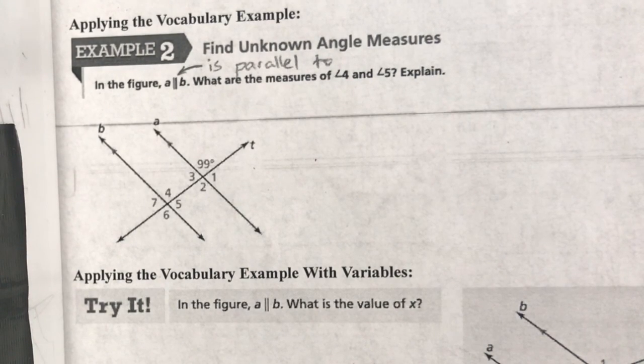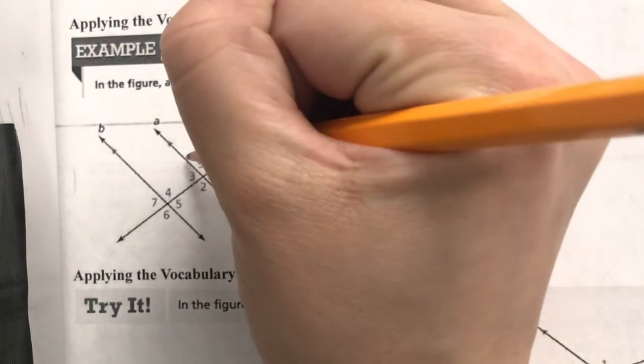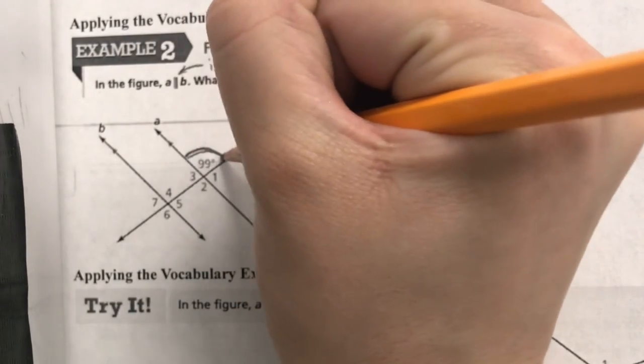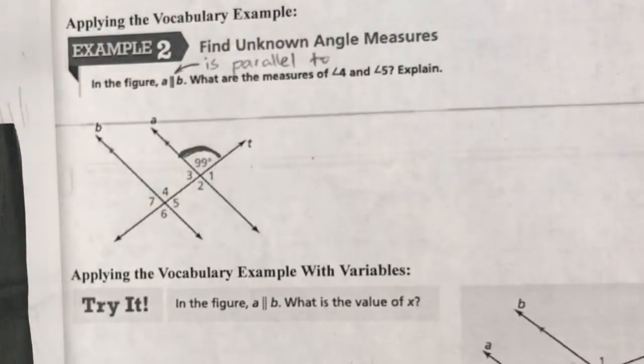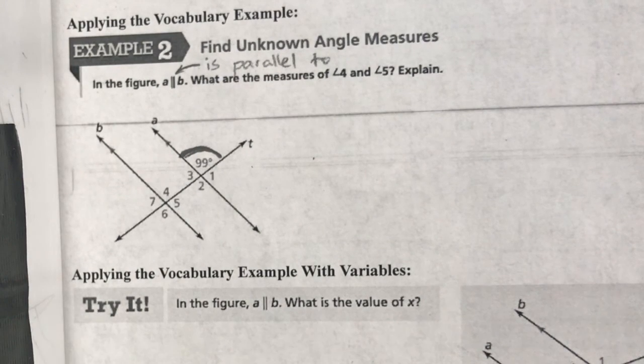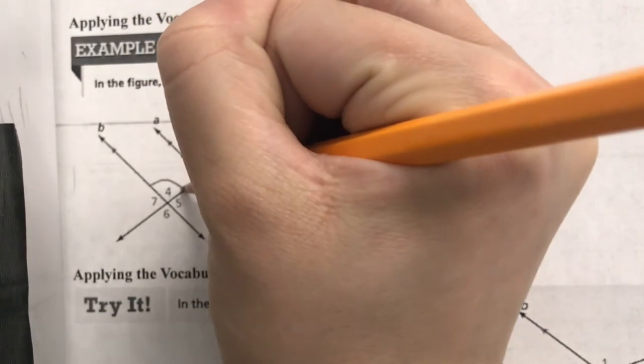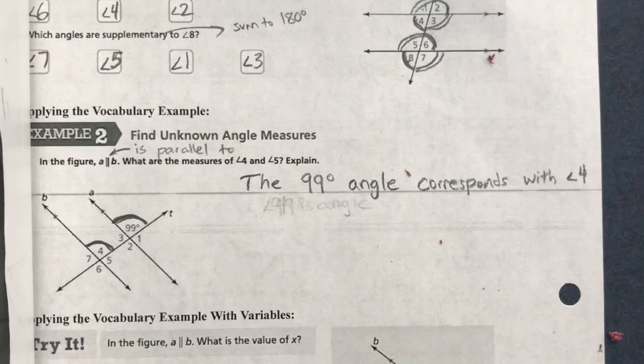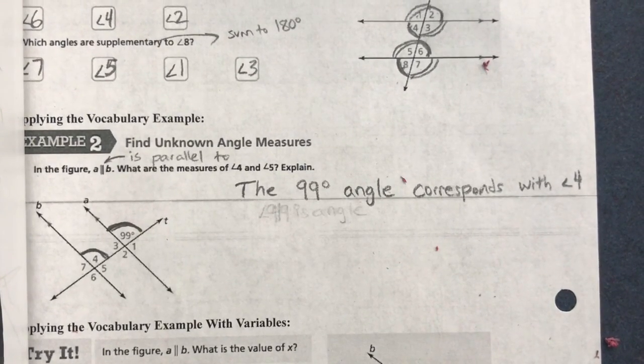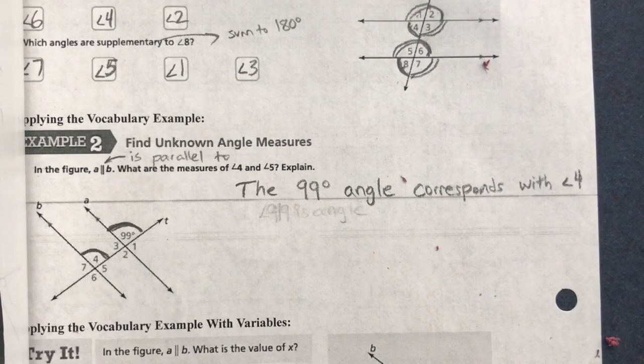Okay. Well, we're told here that this is 99 degrees. That's actually all we need to be given to figure out every other angle in this picture, but we were not asked to do that. So let's look at where angle 4 is. Angle 4 is right here. This 99 degree angle corresponds with angle 4.